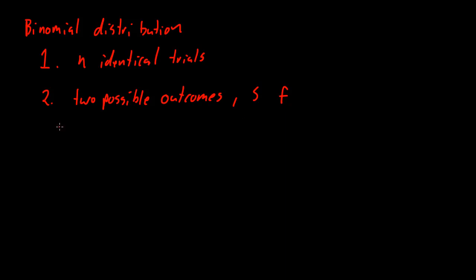Number 3 is the probability of a success remains the same from trial to trial. This probability is denoted by P, and the probability of F is denoted by Q, which is just 1 minus P. So number 3 is that the probability of a success is equal to P, and the probability of a failure is equal to 1 minus P, which is equal to Q.